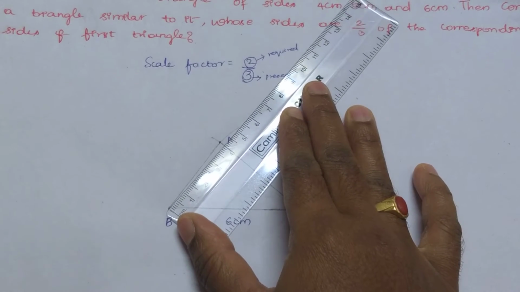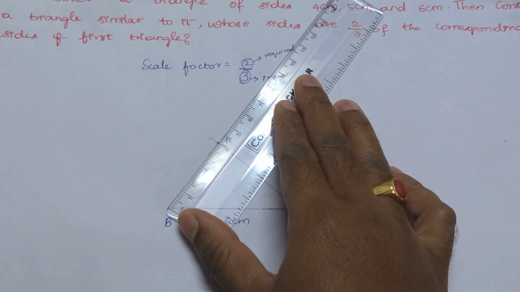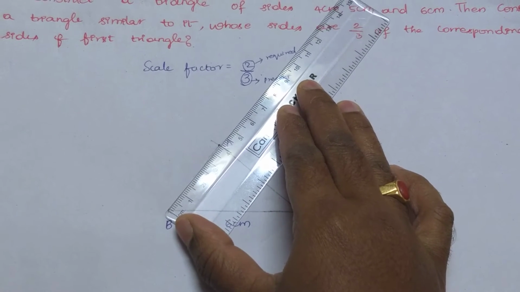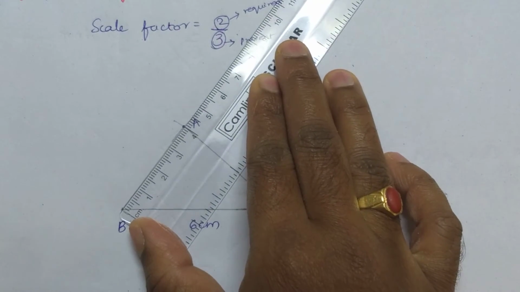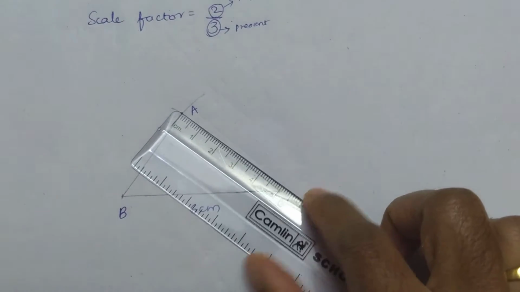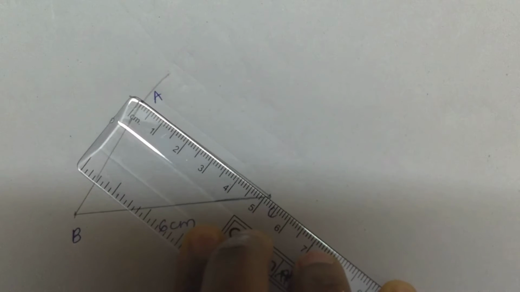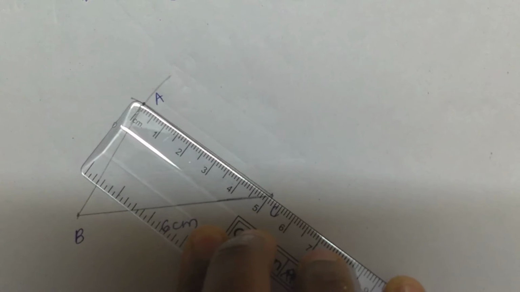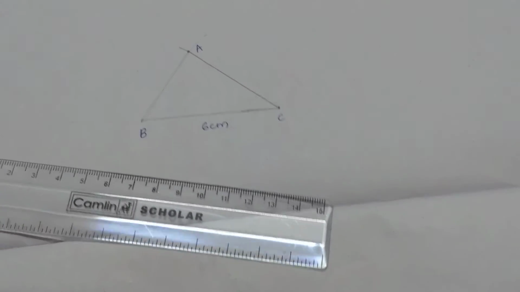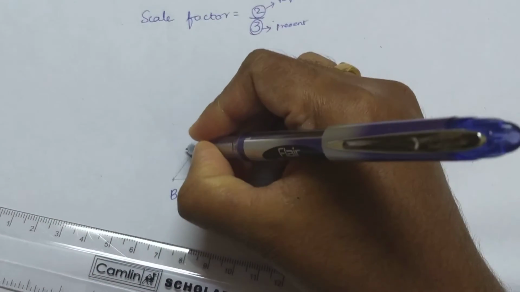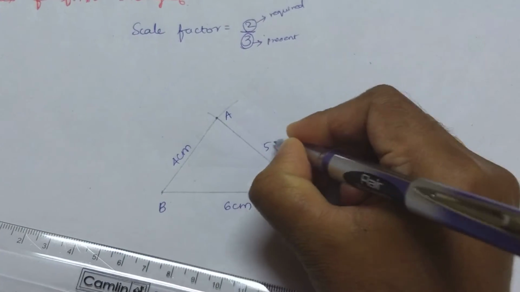Let's measure the sides here. See, from 0 to here it's 4, correct? From B to A it's 4 centimeters, you can see. The base we have taken as 6 already. Let's see the measurement from A to C. From A to C it is how much? It is 5. So let's write the same thing: here it is 4 centimeters, and it is 5 centimeters.